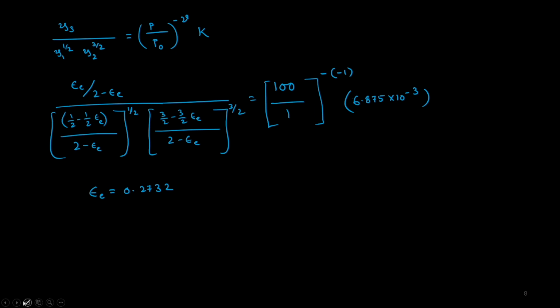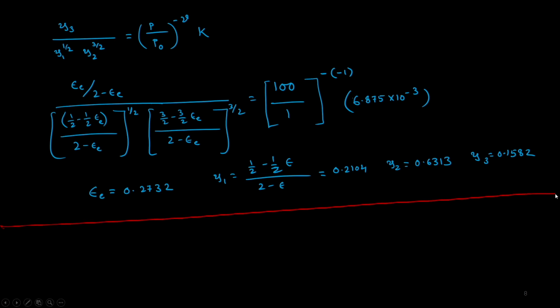And once we have the equilibrium reaction coordinate, I can go back and calculate the mole fractions. In this scenario, the mole fraction y1, if you recall, we said is related to the reaction coordinate via this equation, half minus half epsilon over 2 minus epsilon. And that value for 100 bar turns out to be 0.2104. Similarly, y2 is going to be 0.6313. And y3 is going to be 0.1582, right?